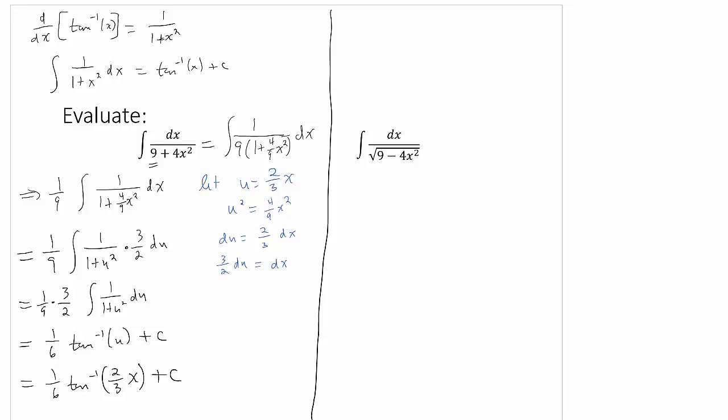Alright, so now would be a good time to pause and try the next one on your own, and I'll give you a hint. The hint is to remember that d by dx of the arcsine function is 1 over the square root of 1 minus x squared. Alright, so again, this would be a good time to pause and try this one out on your own.